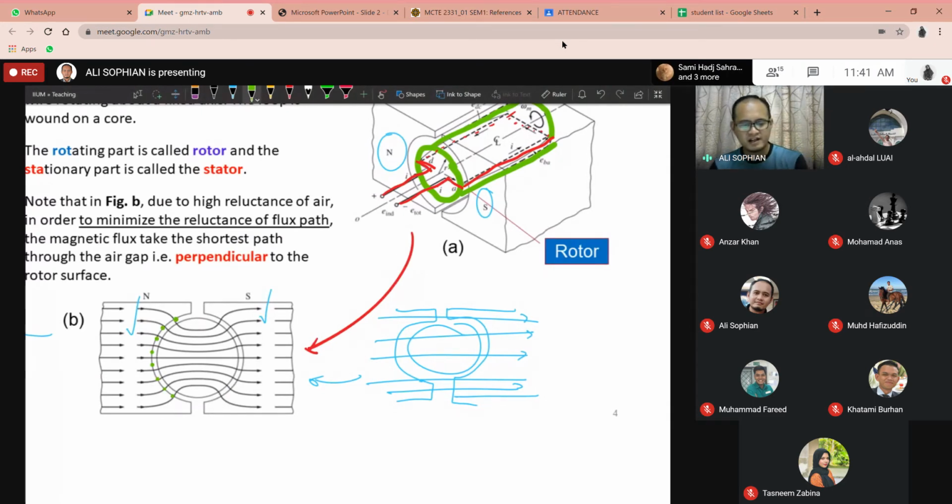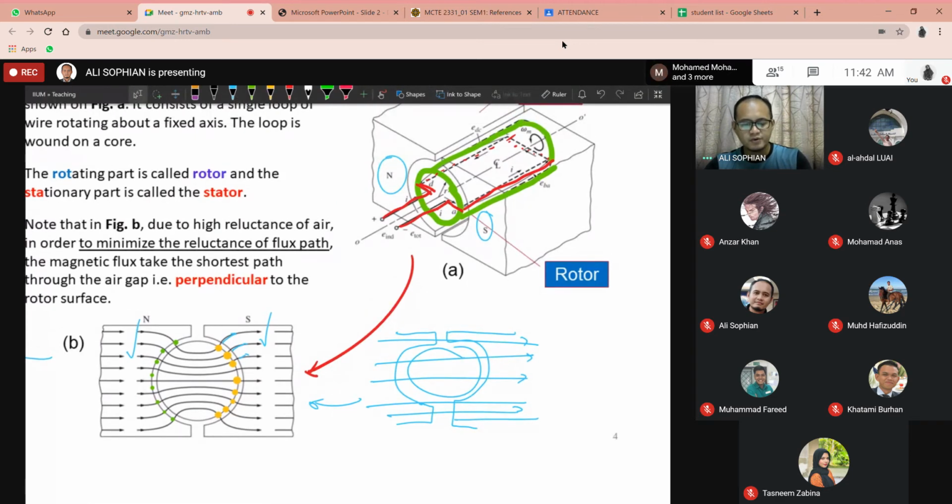Where the flux lines are leaving the magnetic pole. Okay, and on the other side of the core is the same thing. Similarly we've got the same effects here as well. So it's going to go through the shortest distance before entering the south pole. And again, this will all be perpendicular to the surface of both the rotor and the magnetic pole.